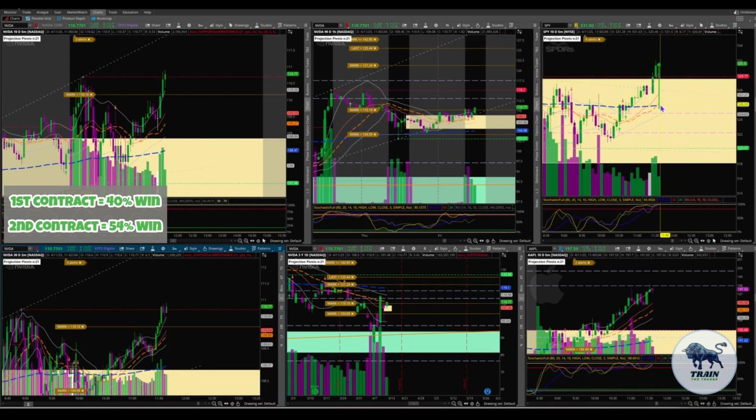That is so big. And look, it tested the 200. That had to have been a misprint. There's no way it went all the way down there and retraced that quick. But that's crazy. That's scary as hell. That's huge for the Bulls.